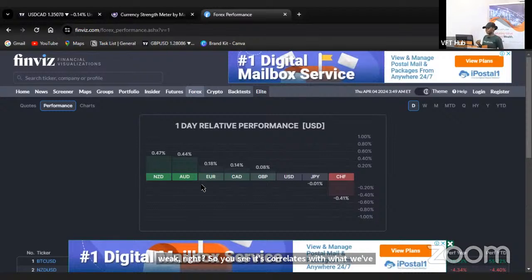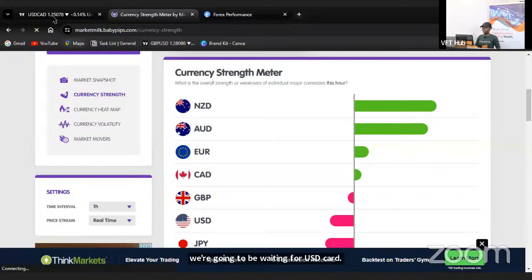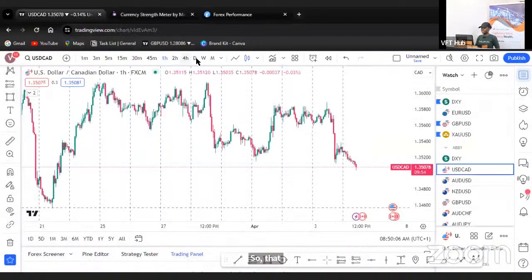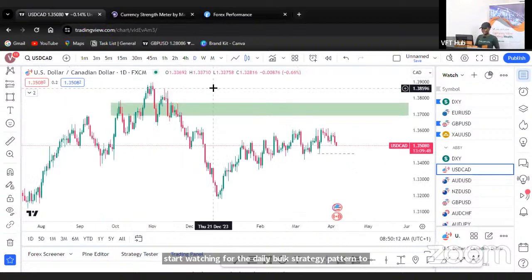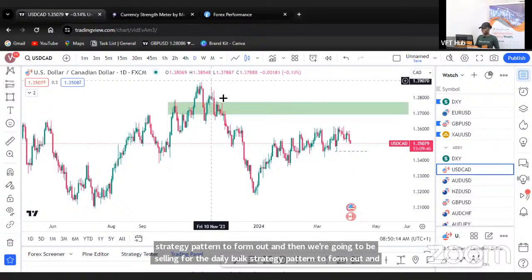So we will be waiting for pullbacks on these guys for us to then continue the bullish moves to the upside, and then we're going to be waiting for USD CAD to clear out that level that we have before we now start watching for the daily box strategy pattern to form out, and then we're going to be selling USD CAD. All right, we're going to be selling USD CAD.